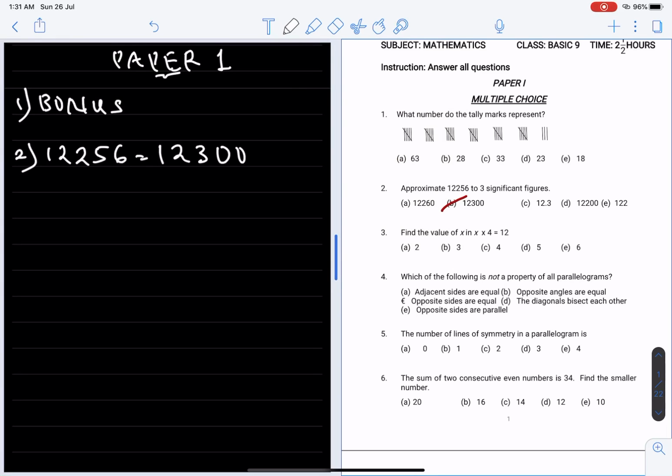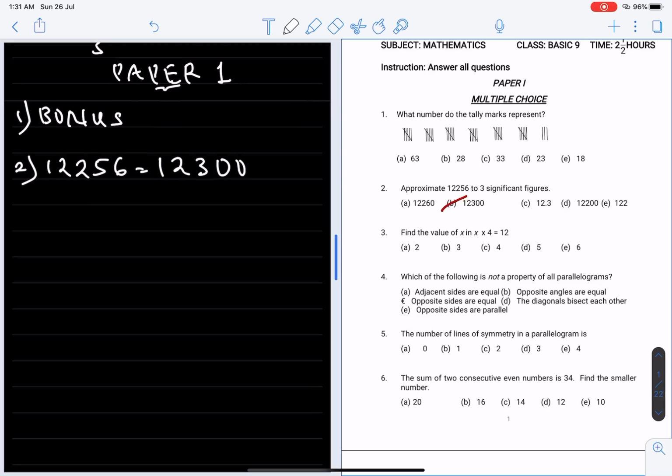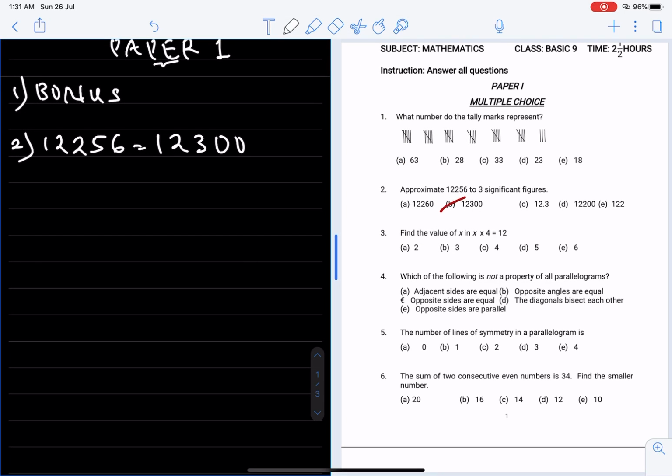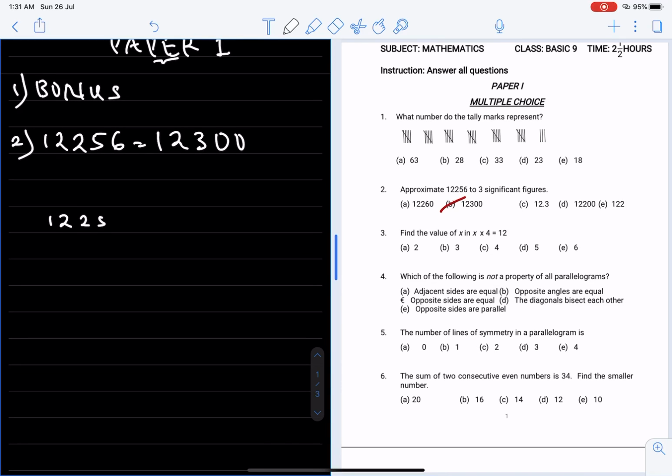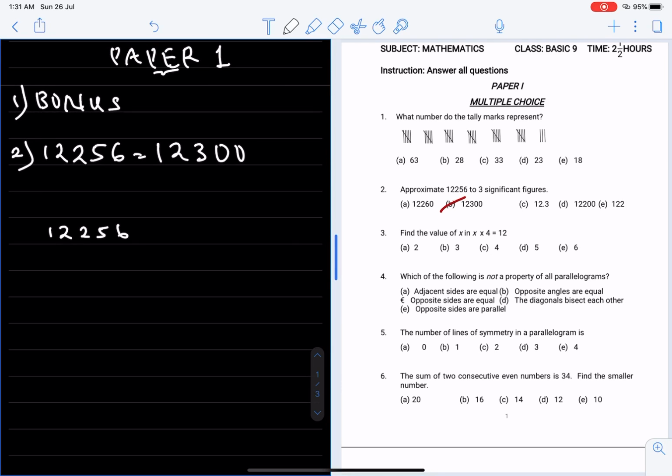This is how to do that in case you need to. So this is it: 1, 2, 2, 5, 6. You count the number of significant figures in the number, and there are 1, 2, 3, 4, 5. So we need just 3. That means we count the first 3. And now you check the one that follows it. If it's 5 or more, you add 1 to the third significant figure. But if it's less than 5, you don't add anything to the third significant figure. And you replace all the remaining digits after the third significant figure with zeros.